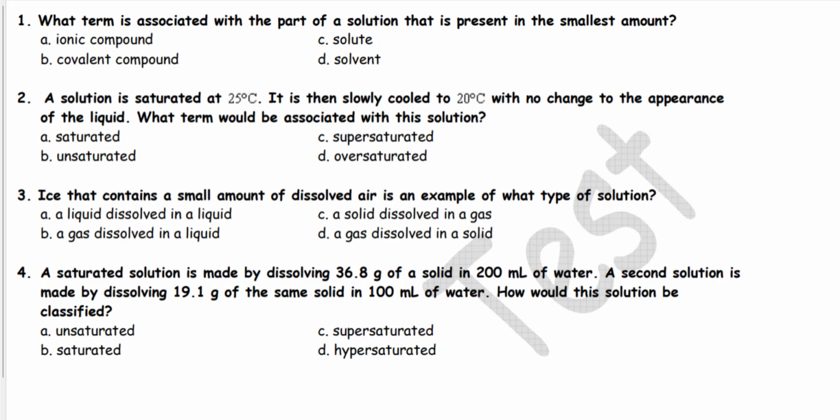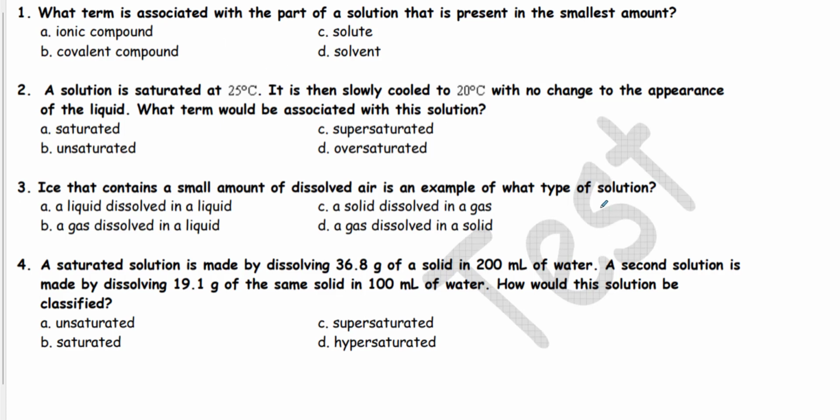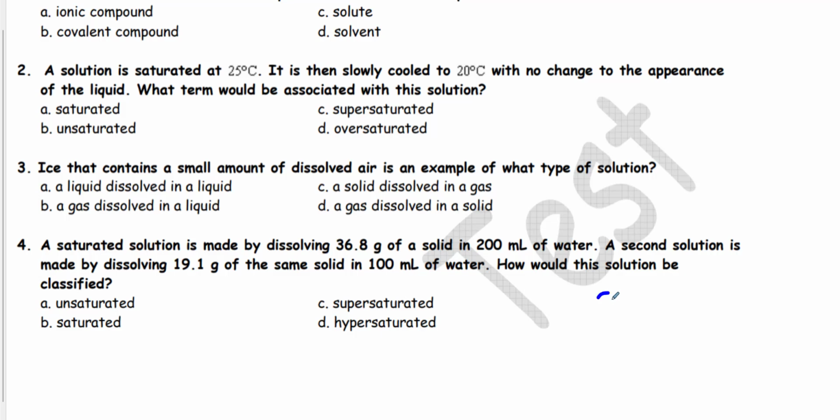Yes, yeah. So the first solution is a saturated solution and it's 36.8 grams in 200 mL of water. And now the second solution is 19.1 grams in 100 mL of water. So how would that be classified: an unsaturated solution, a saturated solution, a hypersaturated, or supersaturated? Let's find out. So what's the ratio, like 36.8 over 200? What percentage is that? Just divide the two numbers and times by 100%. What do you get?